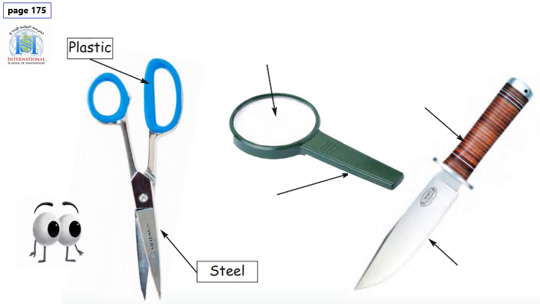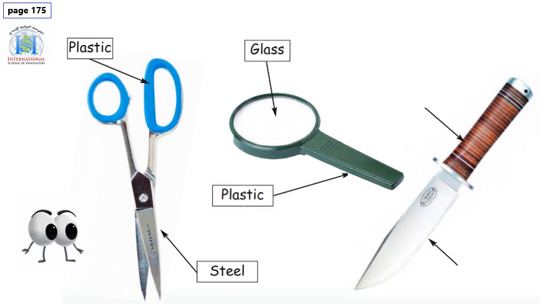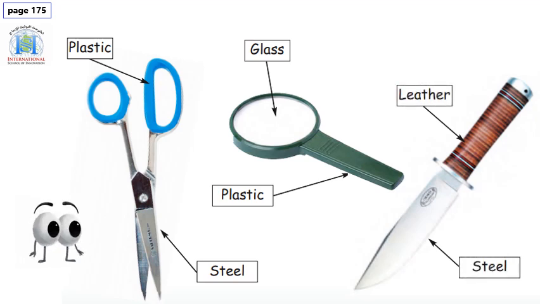Good job. What about the magnifier? What is the magnifier made of? Yes, the green part is the plastic and we have the glass. So a magnifier is made of two kinds of matter, plastic and glass. And the knife, what is this knife made of? Yes, correct. It's made of leather and metal, the steel.